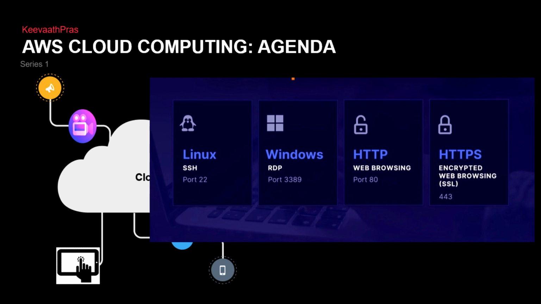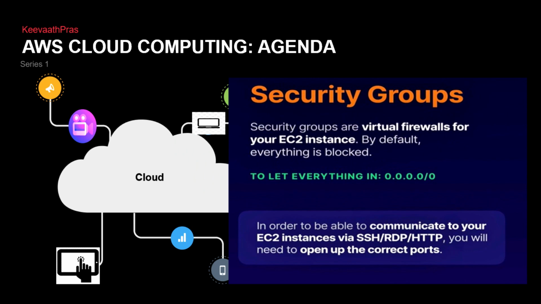Without communication nothing is there. So security groups are nothing but a virtual firewall for our EC2 instance. We will be launching an EC2 instance and seeing the security group. The very first thing is, to let everything in, you say 0.0.0.0/0, which means you allow everything.